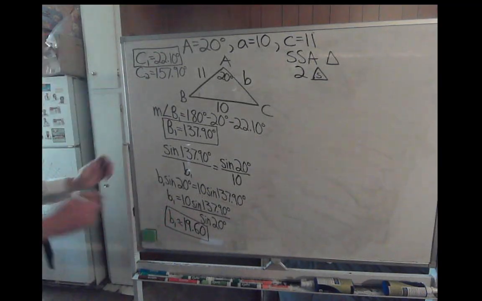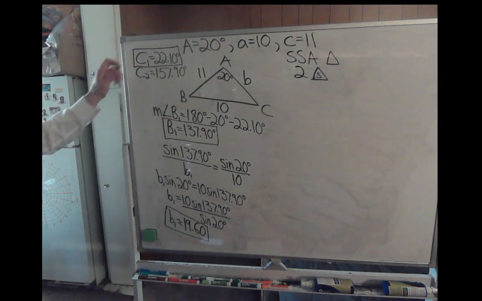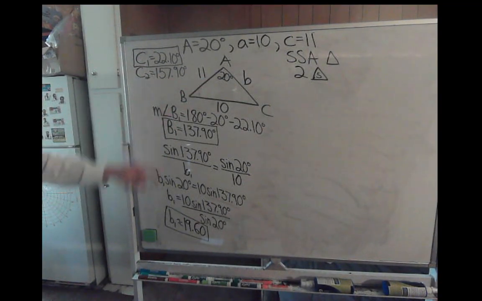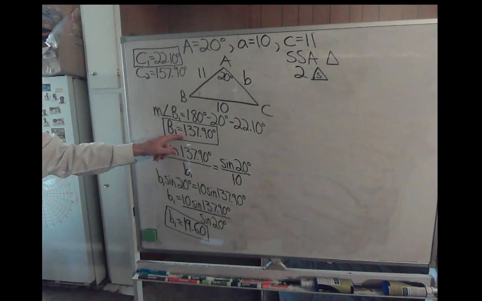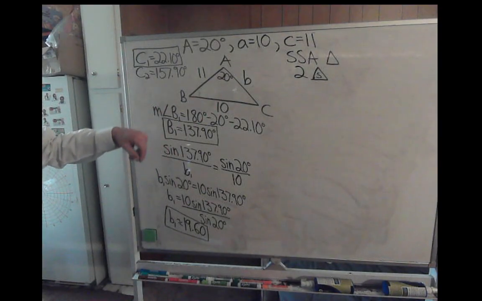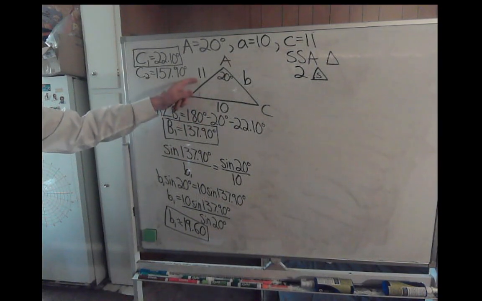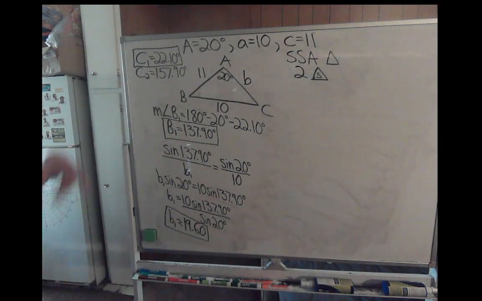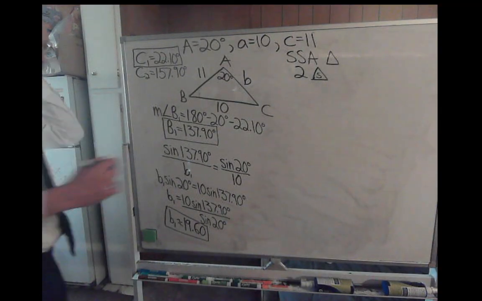So if we go based on the first triangle, you'll have angle A at 20, angle B at 137.90, and angle C at 22.10, with sides A being 10, C being 11, and side B being 19.6. Now let's deal with the second triangle.